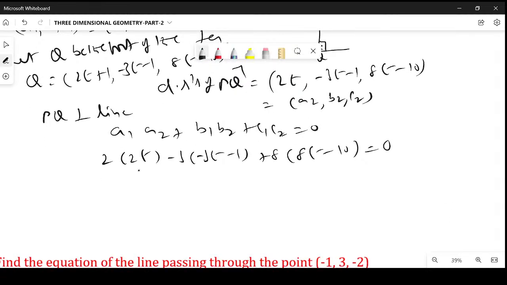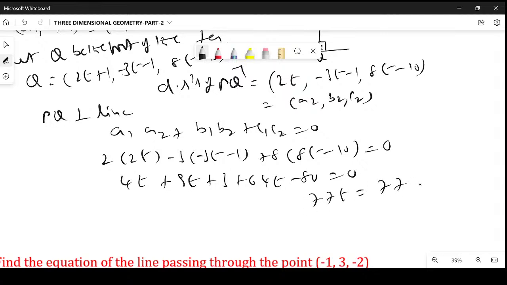Simplify everything now. You will get 4t plus 9t plus 3 plus 64t minus 80 equal to 0. Now 64 plus 9 is 73, plus 4 is 77. So 77t equal to 77, then t is equal to 1. That implies t is equal to 1. I got the value of t is equal to 1.